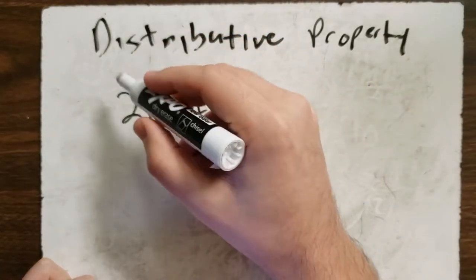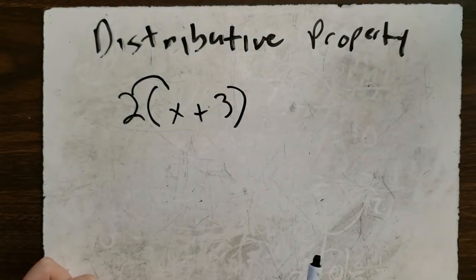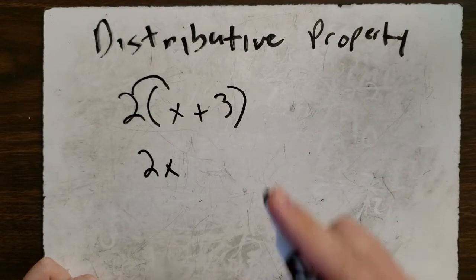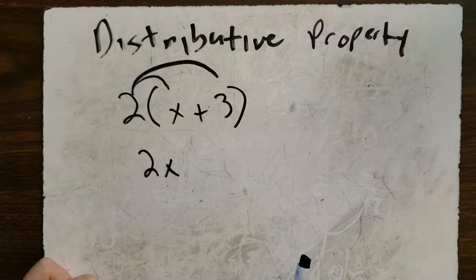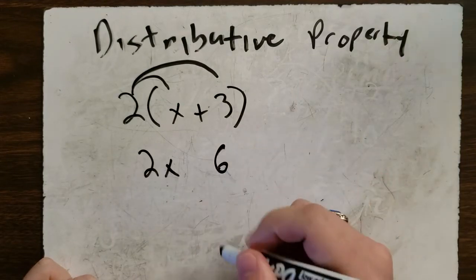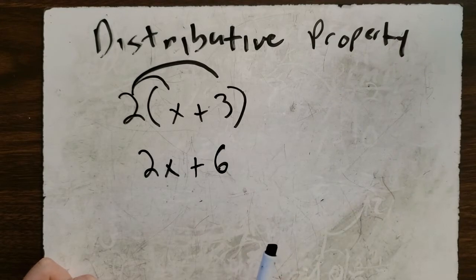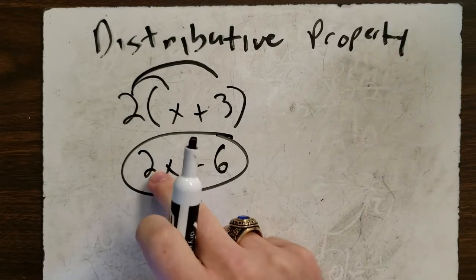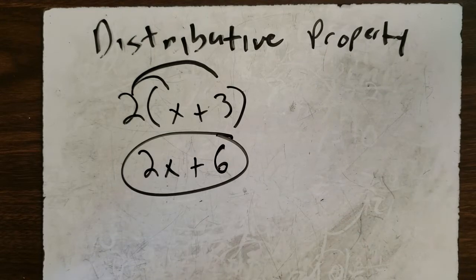So start off, our 2 gets multiplied times the x, which gives us 2x. And then our 2 gets multiplied by the 3, which gives us 6. Now we have our plus sign in the middle. That gets dropped down here. And our final answer is 2x plus 6. You cannot combine these two terms because you have an x here and no x here, which means the answer stays the same.